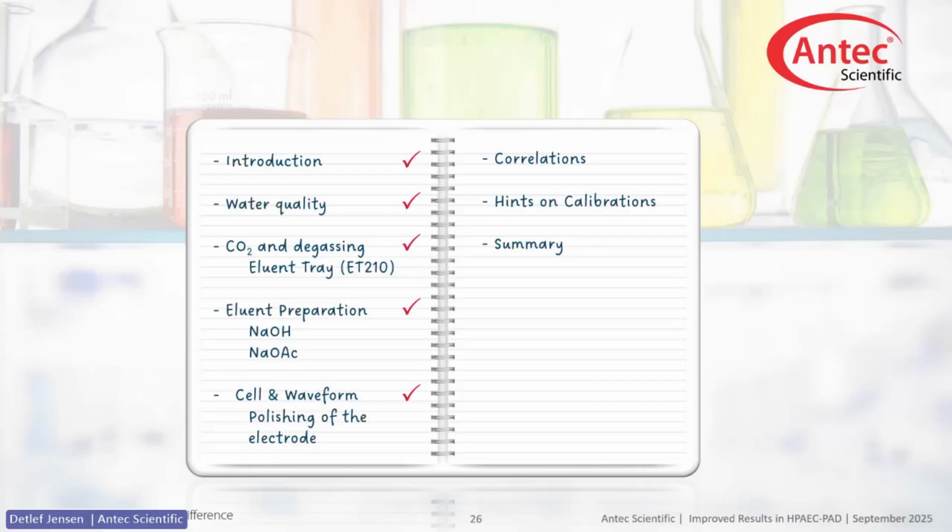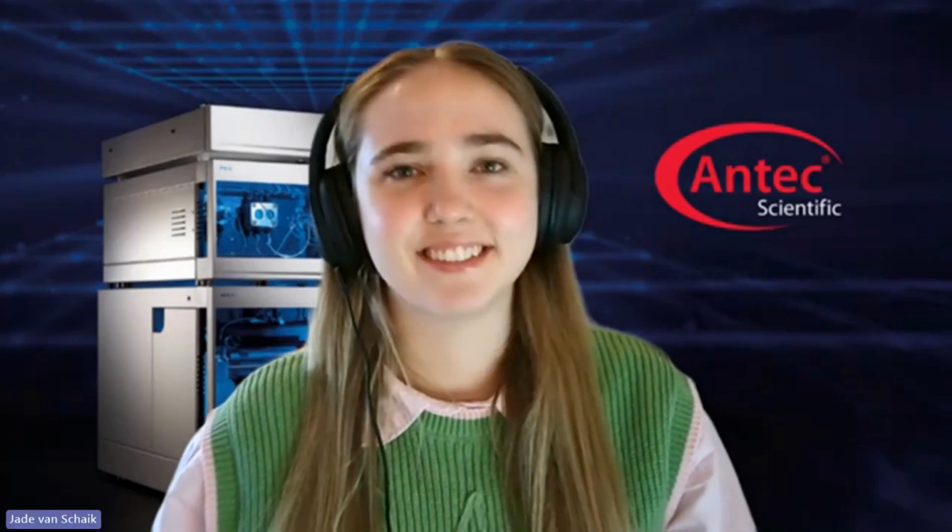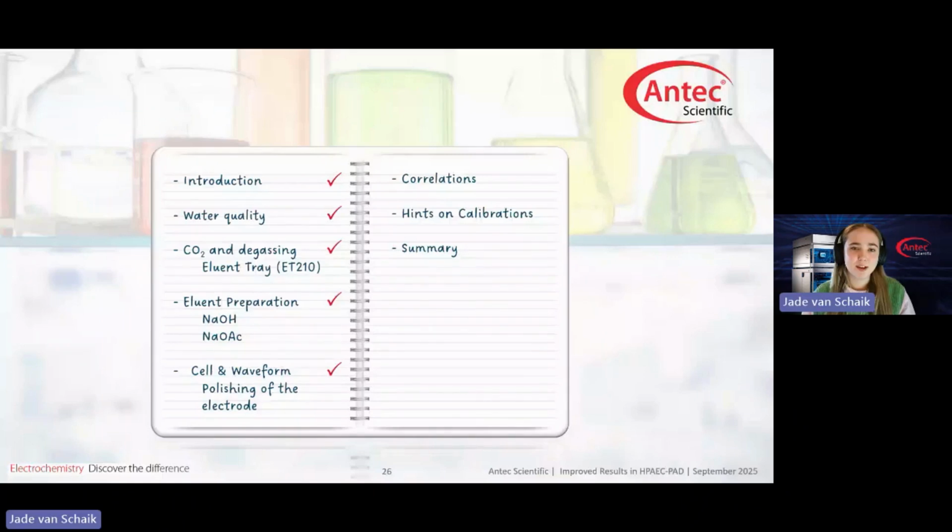Well, Yara, why don't you take over now? Yes, thank you, Detlef. So far, we covered water quality, carbon dioxide and degassing, the eluent tray, and the preparation of sodium hydroxide and sodium acetate. We discussed the cell design, the waveform, and how to polish the electrode. Now it's time to talk a little about relations. Don't worry, correlations.